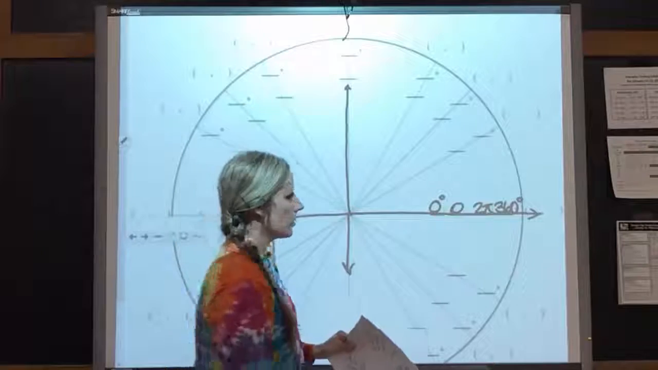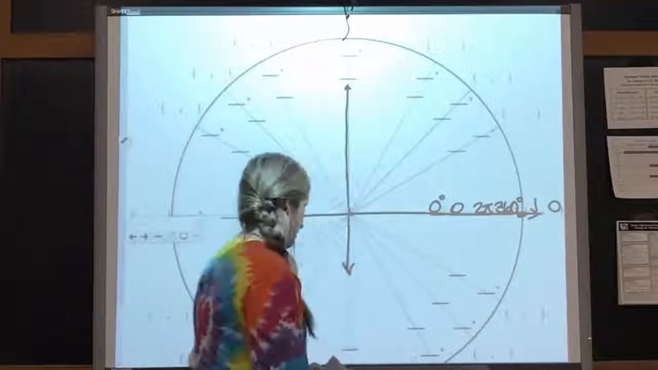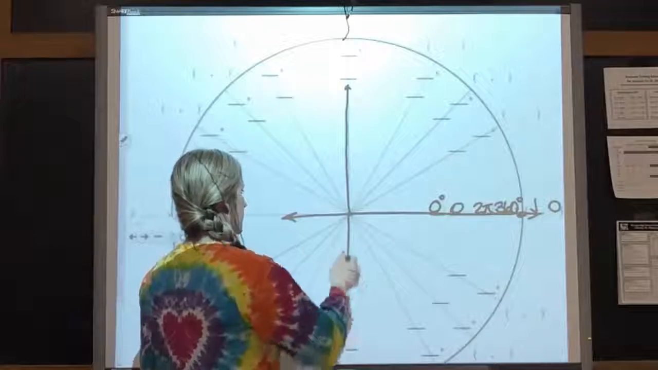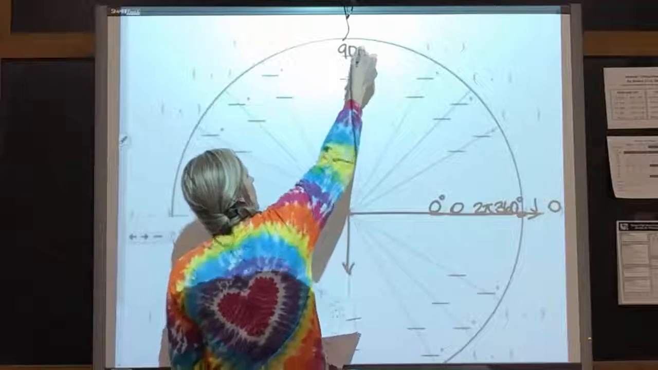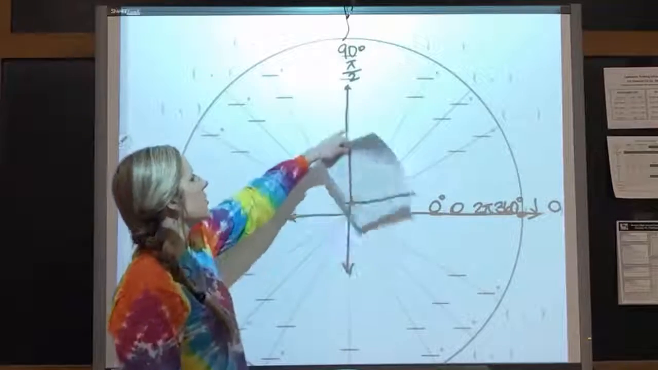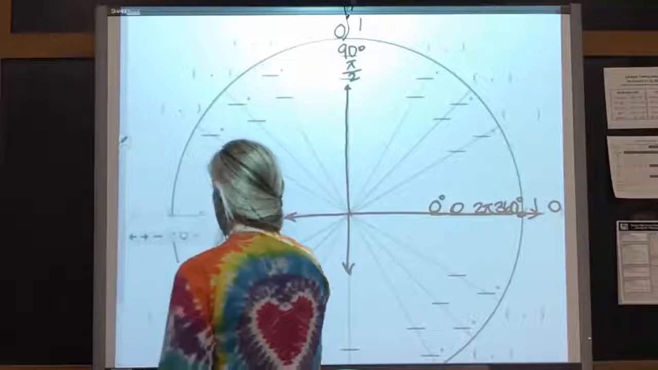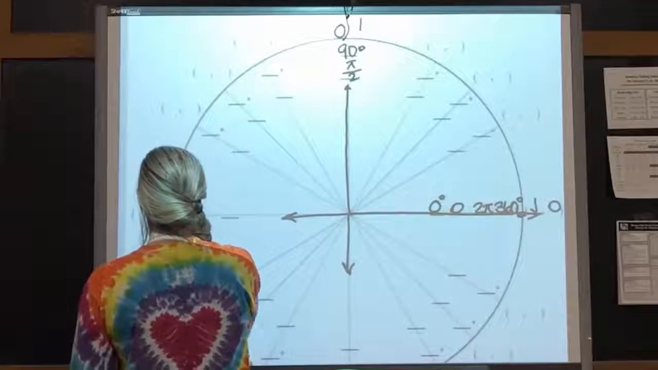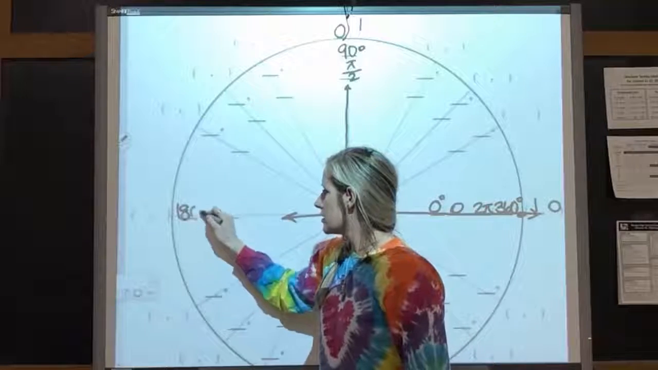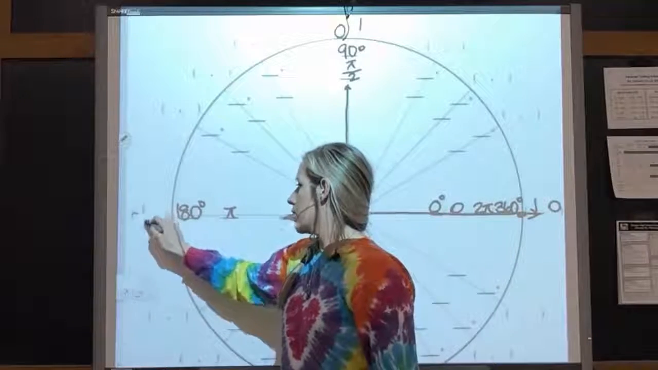And then my point, if I'm talking about a unit circle, this point, the x would be 1 and my y is 0. 90 degrees is the same thing as pi over 2. And this point would be 0, 1. Okay, then we're going to move on to 180 degrees or pi. And that point is negative 1, 0.